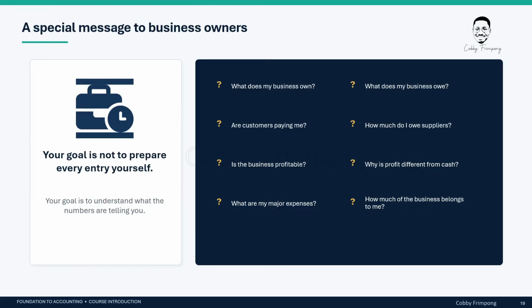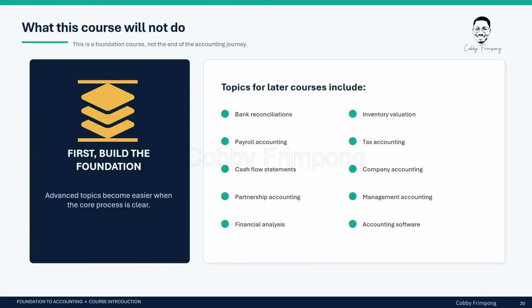A special message to business owners. If you are a business owner, you may not personally prepare every journal entry or ledger account. That is fine. Your goal should be to understand what the numbers are telling you. By the end of the course, I want you to be more comfortable asking practical questions about what the business owns, what it owes, whether customers are paying, whether the business is profitable, why profit differs from cash, and what the major expenses are.